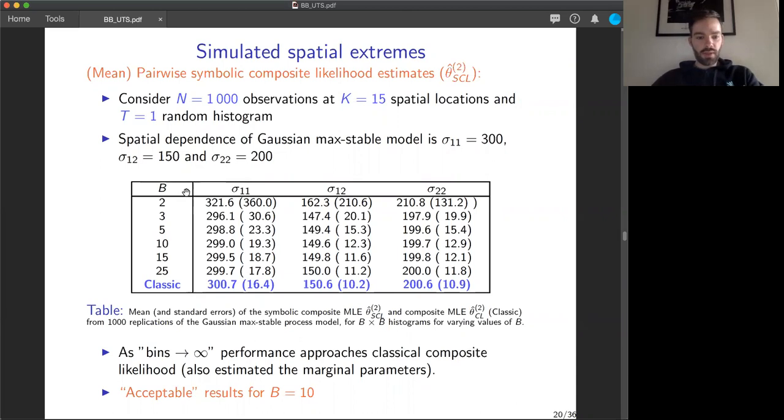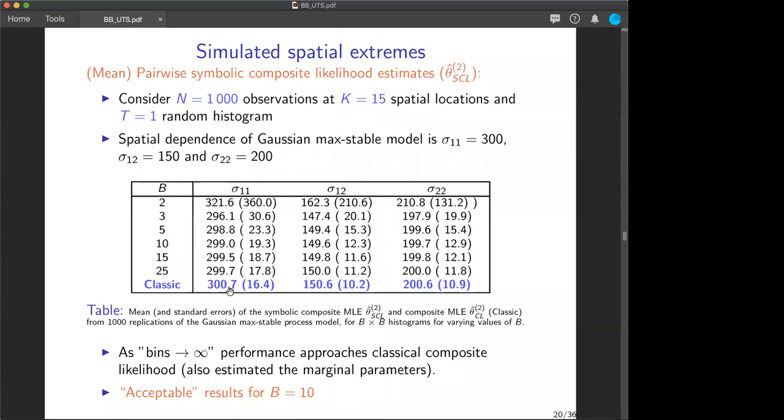As you can see in the table, as I increase the number of bins, so as they get large, so I go from 2 to 25, then the mean and the standard error of my estimates are actually converging towards the value that I would get in the classical case.